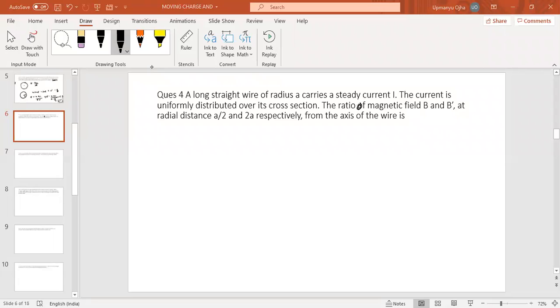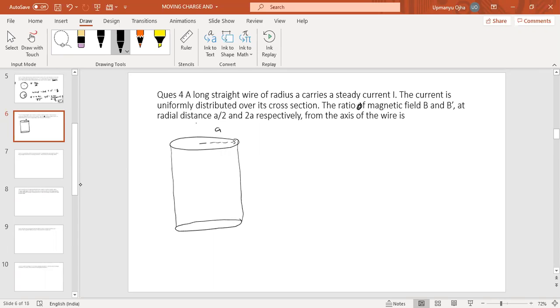Okay, so let us draw the wire here. Let us suppose this is a wire of radius A. We can assume the radius is A. It carries a steady current I. The current is uniformly distributed over its cross section. The ratio of the magnetic field B and B dash at points A by 2 and 2A respectively is?